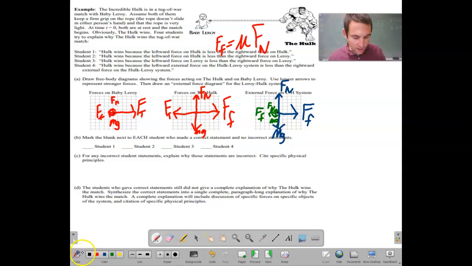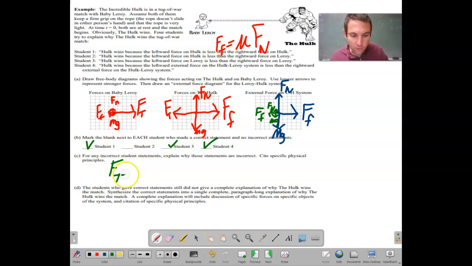All right, mark next to each student who made a correct statement. We're just going to go through this. Boom, boom, boom. So student 2 is not correct. They made a correct statement, but incorrect reasoning. Hulk wins. True, because the leftward force on Hulk is less than the rightward force on Leroy. No.